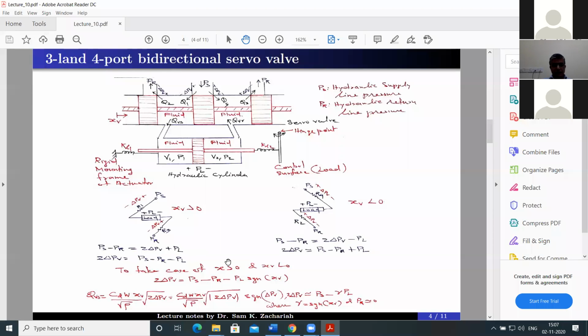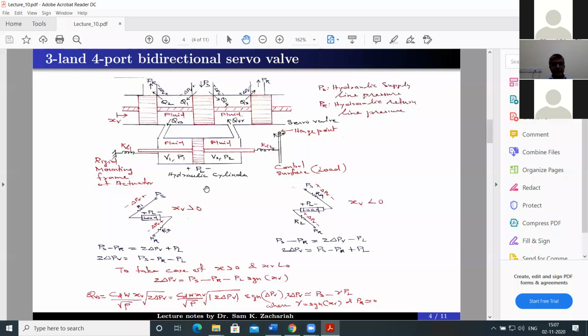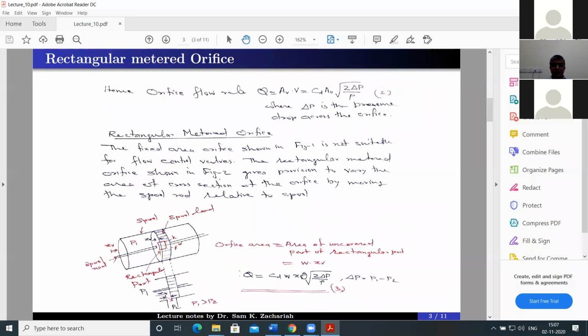Any doubt with respect to the previous class? The orifice flow equation we derived, and also we made a generic equation of QVS, that is the supply flow to the actuator chamber, which is given by CdWxV by square root of rho into square root of 2 delta PV. And for two different cases, we derived the servo valve flow equation. All the equations we derived are based on this fundamental spool valve equation with a rectangular port orifice.